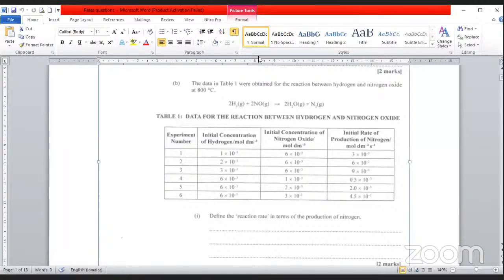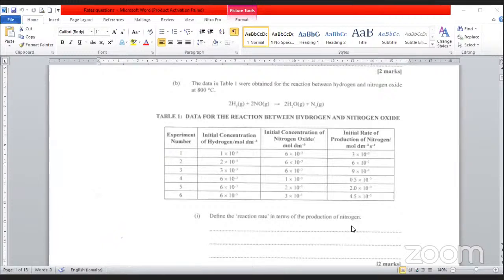Rate of reaction. Somebody defined it, yes: the reaction rate is a decrease in nitrogen monoxide and consequent increase in nitrogen with respect to time. I'm sure they meant hydrogen with respect to time. Okay. So you could have written the equation, change in concentration of nitrogen, because they asked for it in terms of the production of nitrogen. So change in concentration of nitrogen divided by time taken.